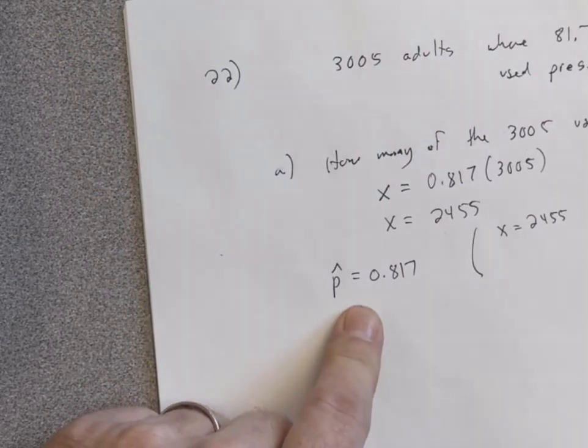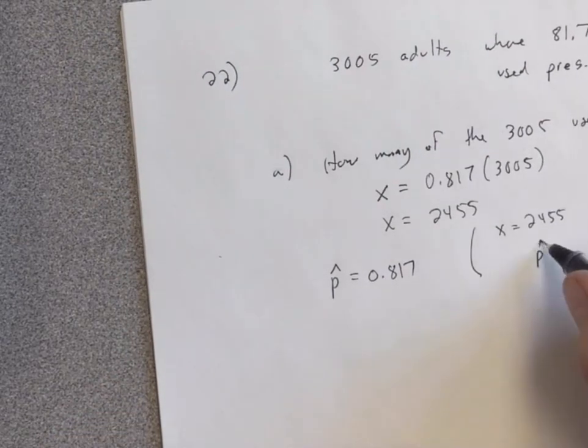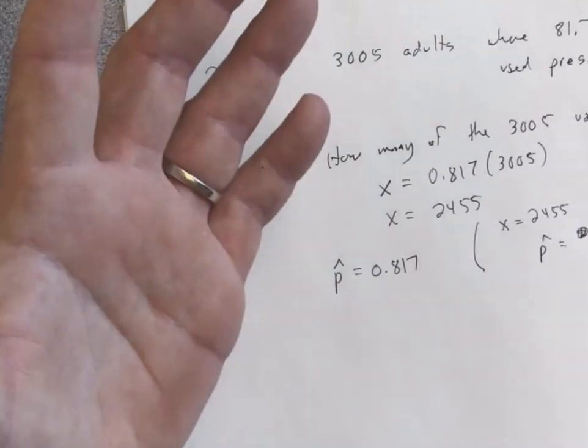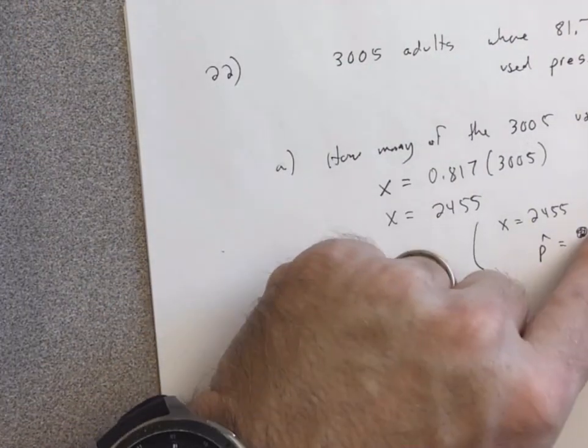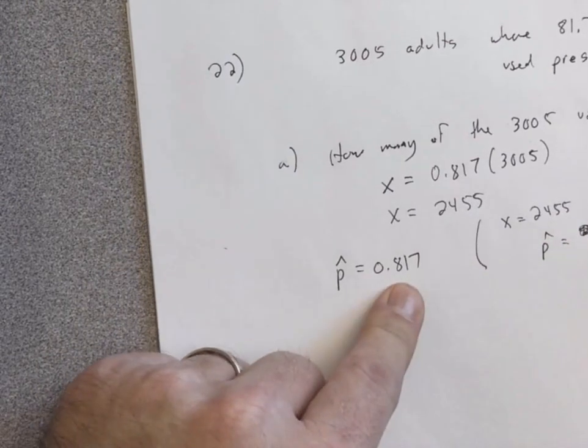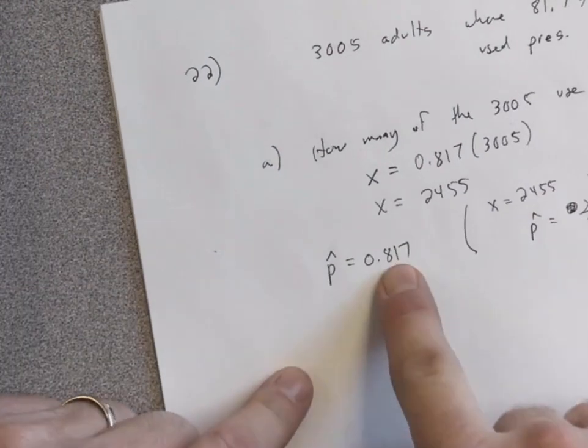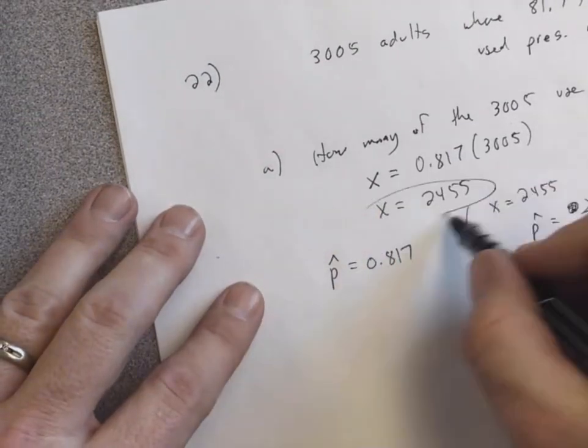You divide. You know that P hat is going to be equal to X over N. It's going to be X divided by N, so it'd be 2455 all over 3005. And that's actually how they found that number, right? When you do a survey, you're going to know this, not this, so you're going to have to find that through division. But in this case, they gave you this, and they asked you to find that. So this is the answer for A.